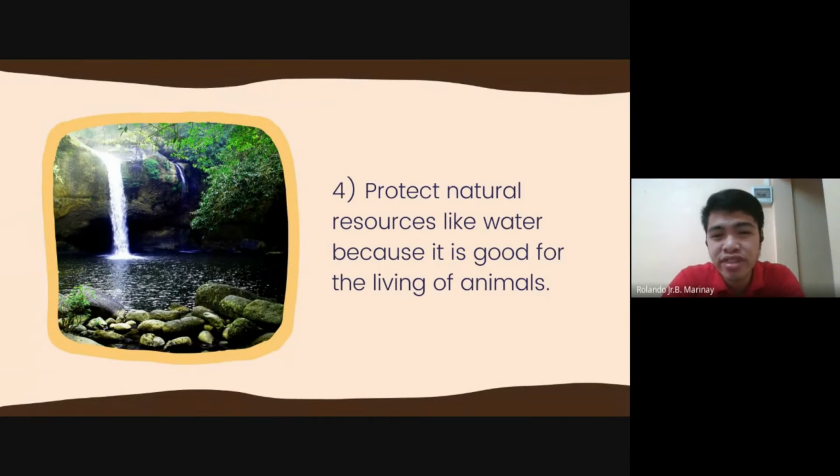Number four, protect natural resources like water because it is good for the living of animals. Okay, the animals need water, right? Just like humans, and they need clean water. So we need to protect the natural resources like this, okay? Because it is good for the animals, and the animals need it for their living.